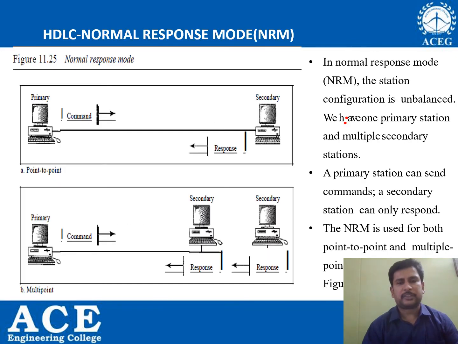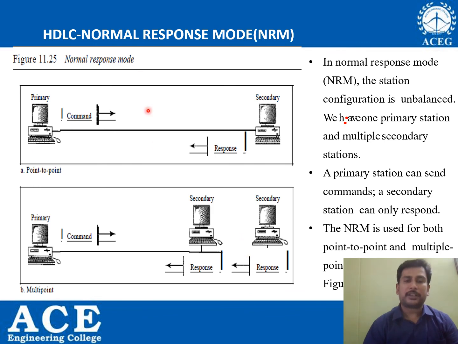Let us look at the first type of transfer mode of HDLC, which we are referring to as HDLC normal response mode. HDLC normal response mode is a mode in which the station configuration is unbalanced. We have one primary station and multiple secondary stations depending on the type of link. If it is a point-to-point link, we will have only one secondary station. If we have a multi-point link, we are going to have multiple secondary stations.